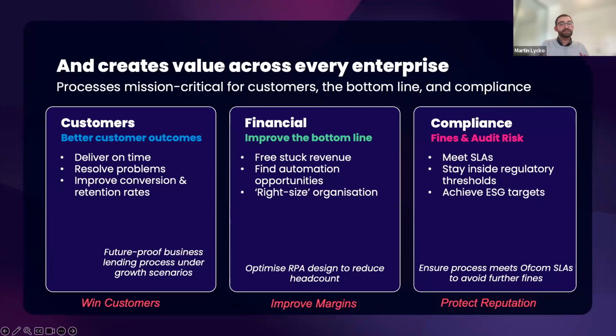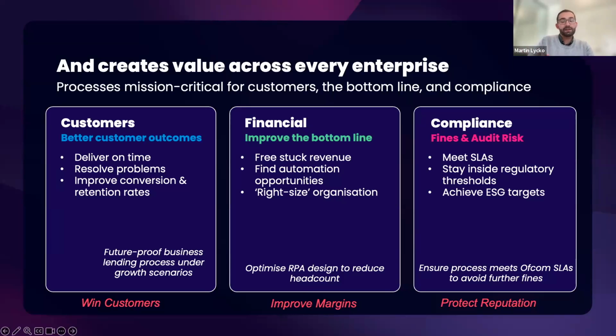Our next area might then be financials, improving your bottom line. And obviously, if you improve customers and you have a customer-facing process, but if there are orders getting stuck because it's slow, that might also free up revenue in the same process. But then it might also be the other side of it, which is finding automation opportunities or right-sizing your organization to deliver the same things at a lower cost base.